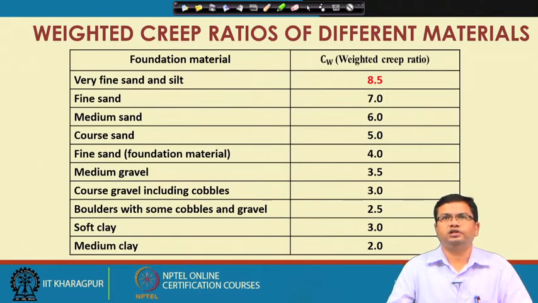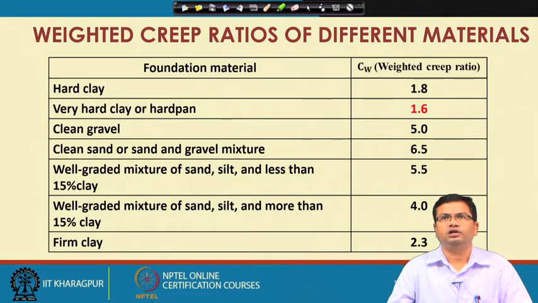So, these are the different weighted creep ratios of different foundation materials. You can see that very fine sand and silt, which have more porosity, have a greater CW value. Greater CW value means it is less stable. For fine sand it is 7, medium sand 6, coarse sand 5, fine sand 4, medium gravel 3.5, coarse gravel including cobbles 3, boulders with some cobbles and gravel 2.5, soft clay 3, medium clay 2, then hard clay 1.8, and the least is very hard clay or hard pan, that is 1.6, that means it is more stable.